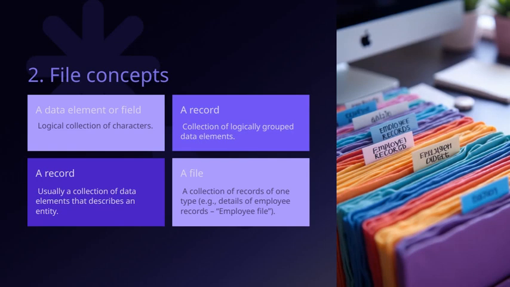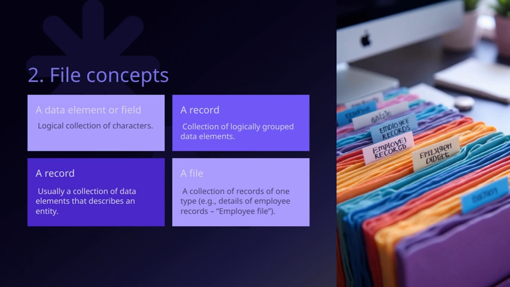Let's take a closer look at what a file actually is. Essentially, it's a collection of records of one specific type. For example, think about an employee file that contains all the details related to an employee. A file is made up of data that is logically grouped together to serve a particular purpose.